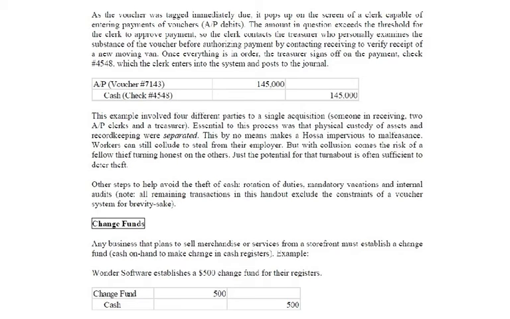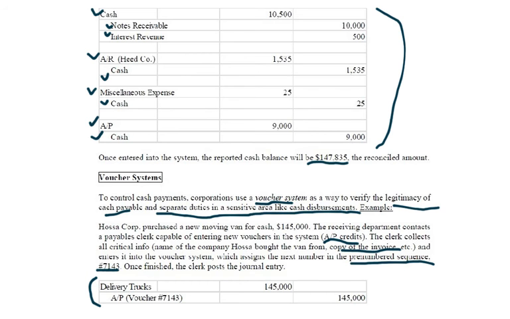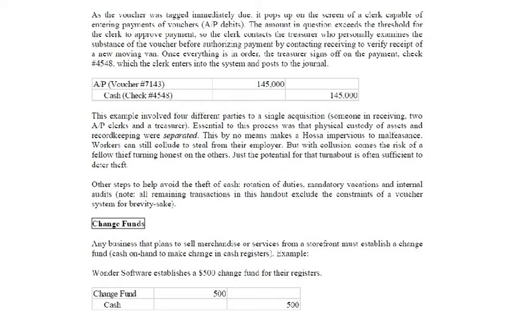All right, so you note from the previous slide, this was for cash. Because of that, this will be tagged as immediately due. So it'll pop up on the screen of a clerk capable of entering cash payments of vouchers. All this clerk can do is enter accounts payable debits, and the other half, of course, is going to be logically cash credit. That's all they can do there. That's the extent of their duties here.